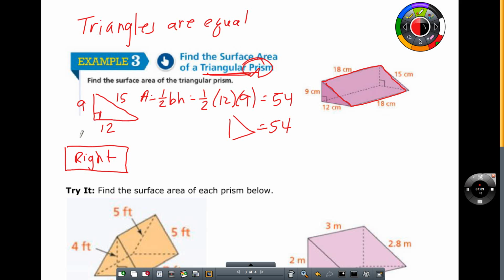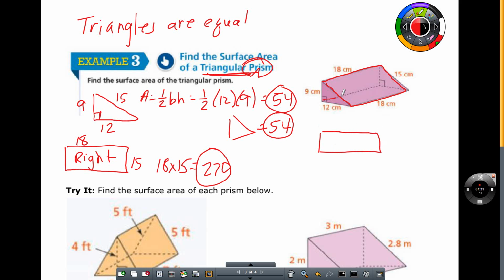Okay, the one on the right, the top length is 18. The up and down length is 15. So to find the area, we're going to take 18 times 15, which is going to give us 270. Okay? So let's go ahead and circle what we have so far. We have both the triangles for 54, and we have that right rectangle is 270.